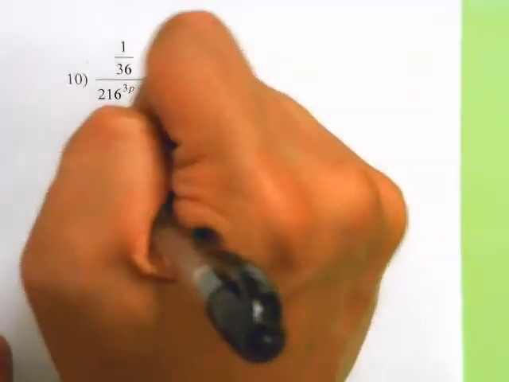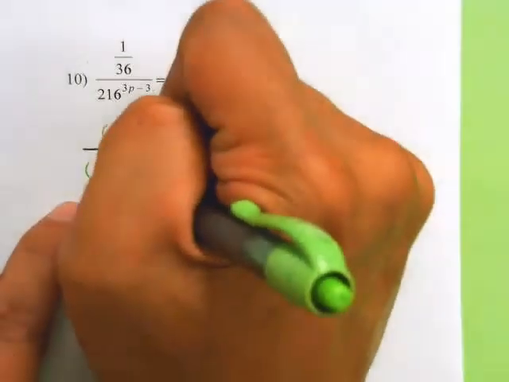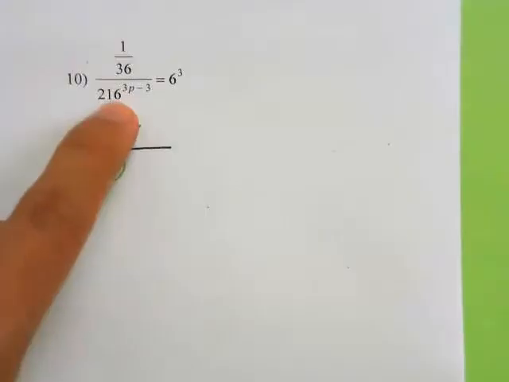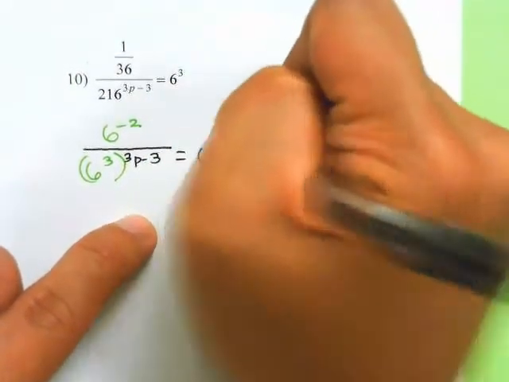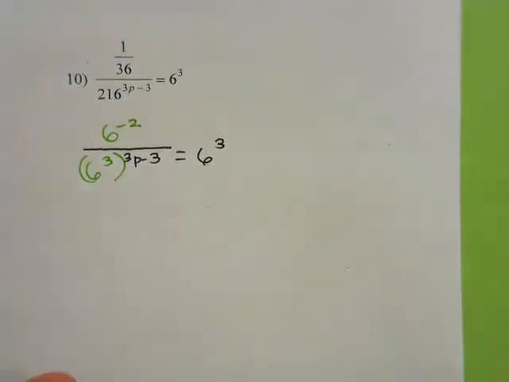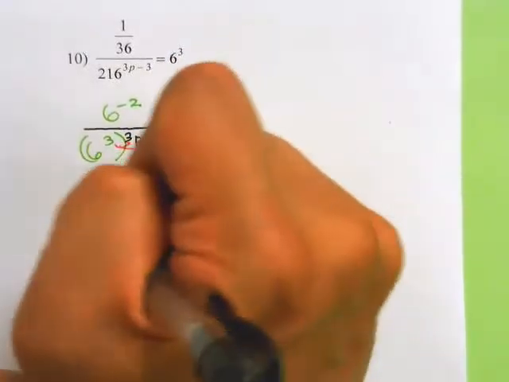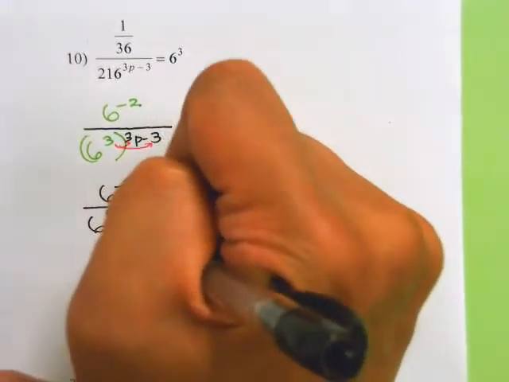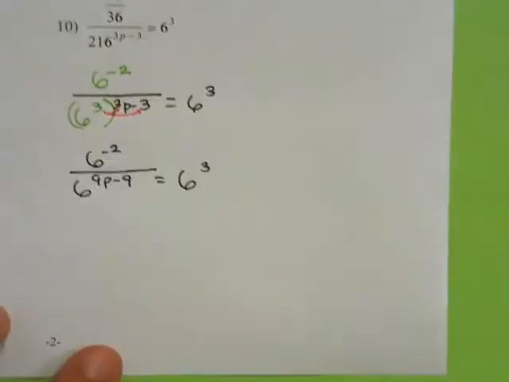We do have a fraction bar, a division bar. 216 is going to be 6 to the third power. Don't forget we have that parentheses 3p minus 3. 6 to the third. Before we apply some new rules, let's go ahead and distribute those. 6 to the negative 2 over 6 to the 9p minus 9, so they're dividing, is equal to 6 to the third power. Okay, we got the same base.